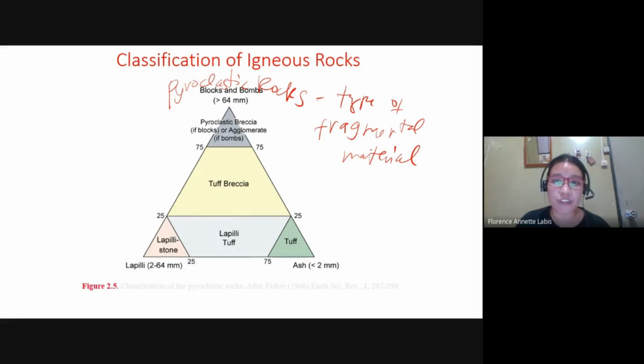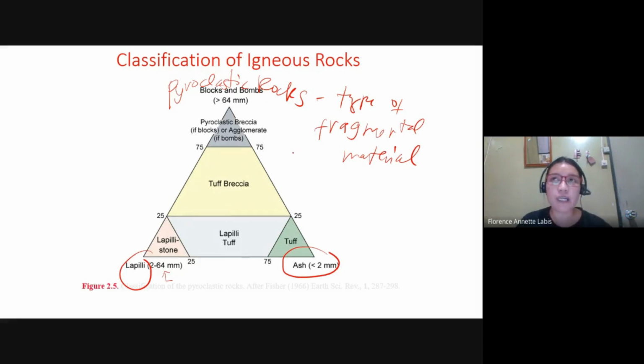So we refer to, for example, the fragmental materials, those found at the edges. For lapilli, it is basically on the basis of its size, 2 to 64 millimeters. Ash is less than 2. Blocks and bombs are greater than 64 millimeters.